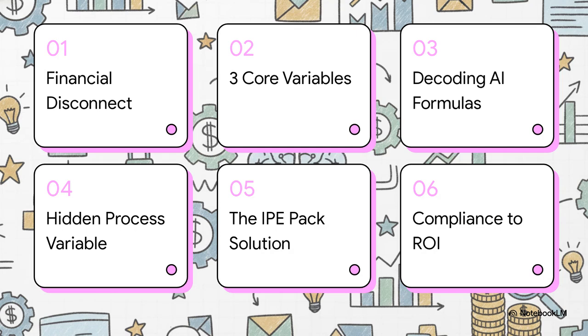First, we'll look at the AI financial disconnect. Second, the three core governance variables. Third, decoding the AI formulas. Fourth, the hidden process variable. Fifth, the IPE solution. And finally, number 6, moving from compliance to ROI.